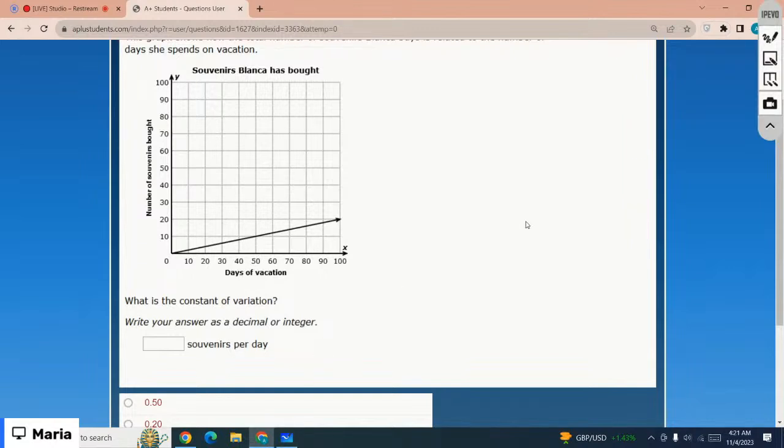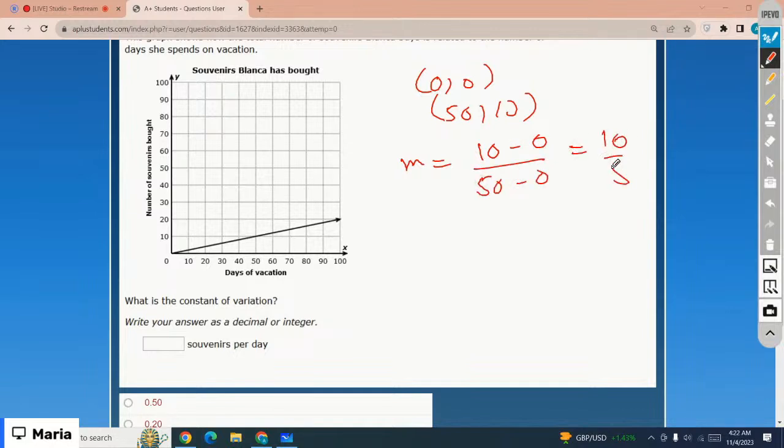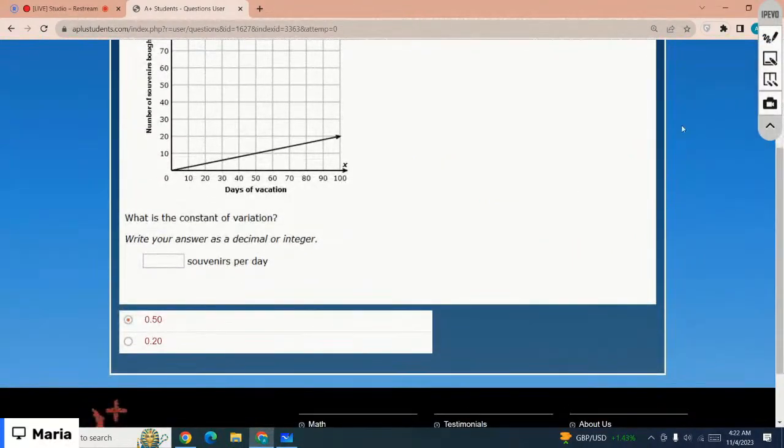Okay, let's just use the point 0, 0, because the graph is passing through the origin, so they are 0, 0 and 50, 10. Let's just calculate the slope. Slope is change in y, 10 minus 0, divided by change in x, 50 minus 0, that is 10 over 50, and that equals 1 over 5, right? 1 over 5 means 0.20. So the correct option is 0.20. The correct option is 0.50.